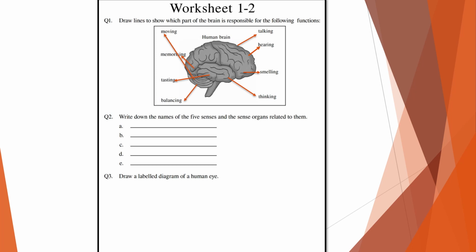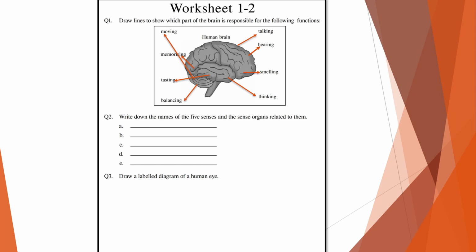The next action is smelling. Smelling is again a sensory action and it will be controlled by cerebrum. Thinking. Thinking is a voluntary action and it will be controlled by your cerebrum. Now look towards the left side. The first action is moving. Moving involves movement of your joints and bones and muscles. So it is being controlled by your cerebellum.